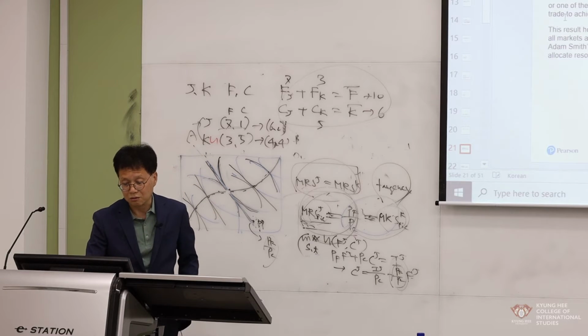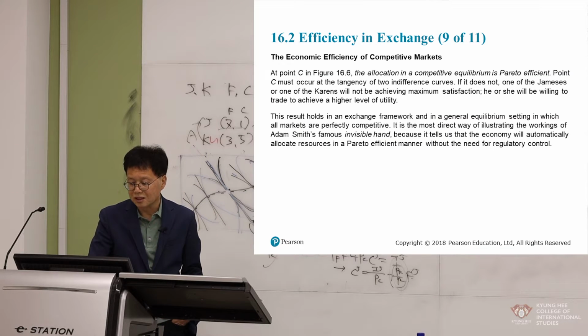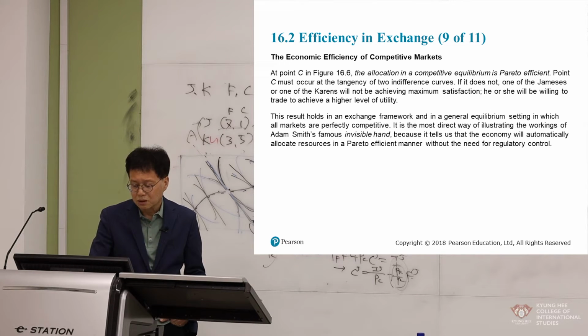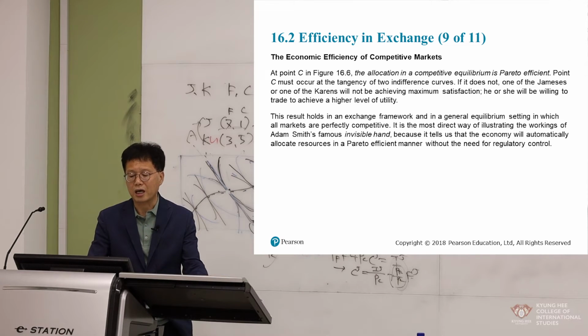So efficient, right? This result holds in an exchange framework and in a general equilibrium setting in which all markets are perfectly competitive. It is the most direct way of illustrating the workings of Adam Smith's famous invisible hand. So, in the introduction, chapter 1 and chapter 2 of Introduction to Economics, we introduced Adam Smith's invisible hand, led by the price mechanism, right? So all the markets can reach equilibrium, right?